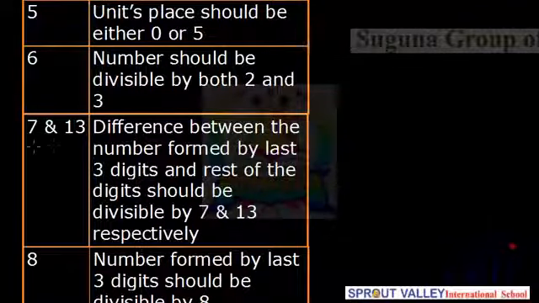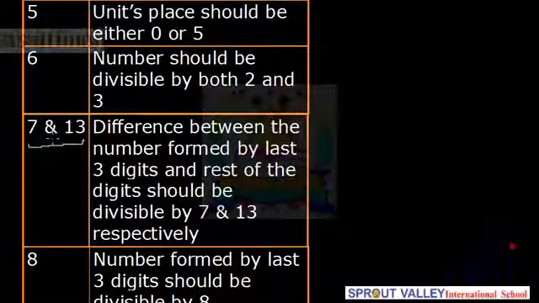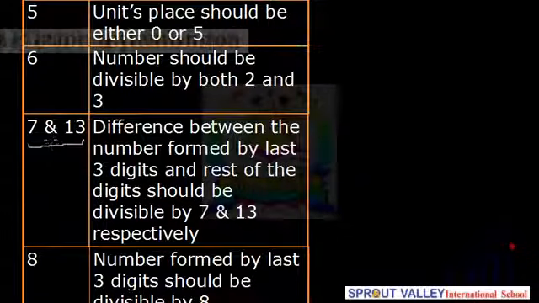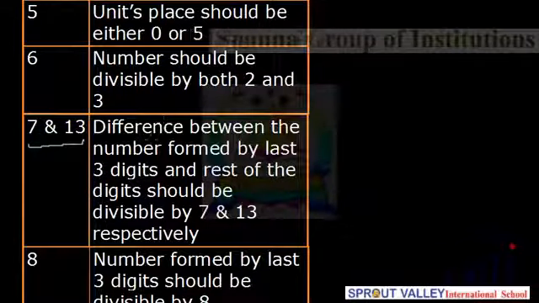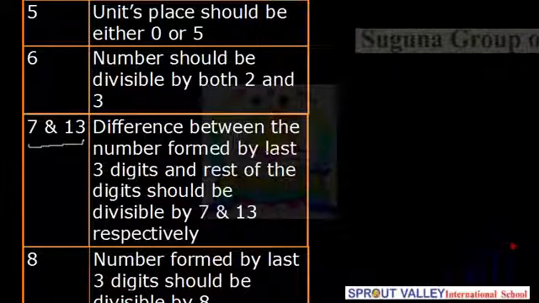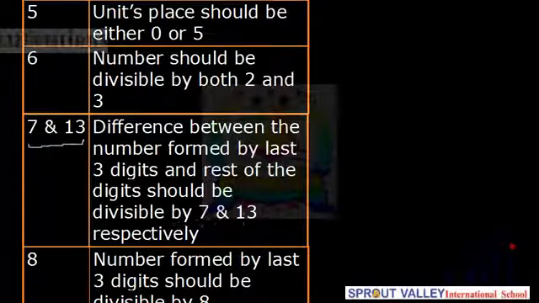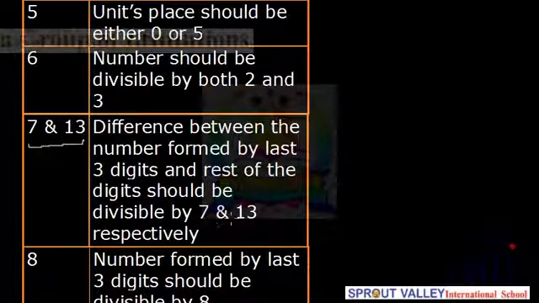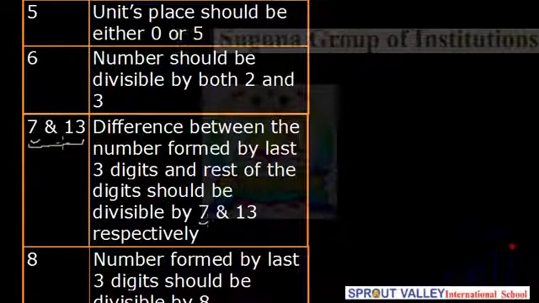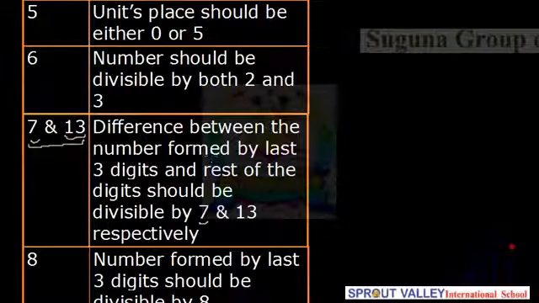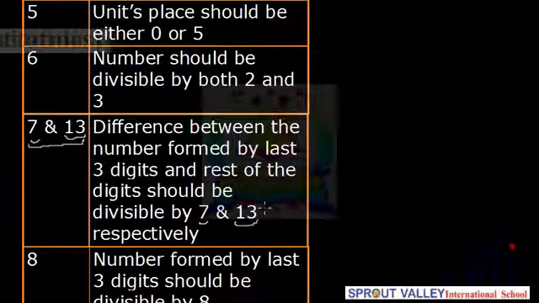And next divisibility rule is of 7 and 13. Both of them are prime numbers, but surprisingly both of them share the same divisibility rule. The divisibility rule says the difference between the numbers formed by last 3 digits and the rest of the digits should be divisible by 7 and 13 respectively. So if you are checking the divisibility by 7, that difference should be divisible by 7, and if you are checking the divisibility by 13, the difference should be divisible by 13, right? Very simple rule. So let me take one number for 7.